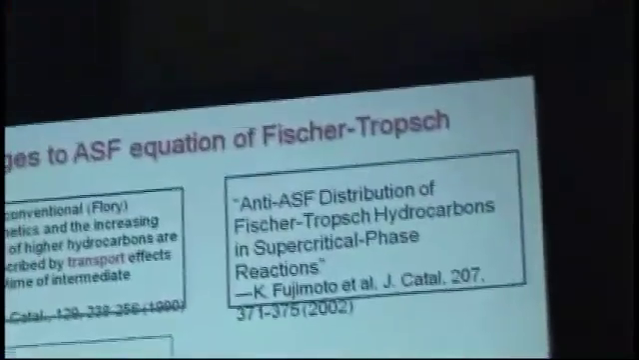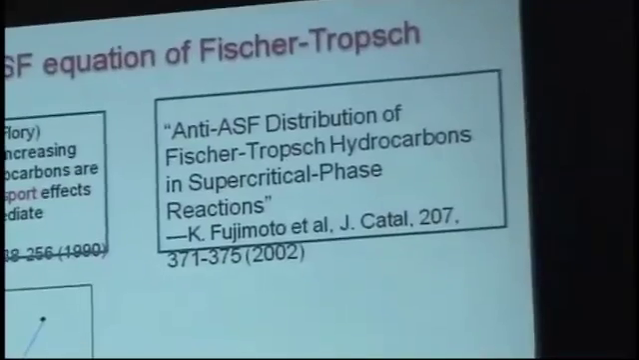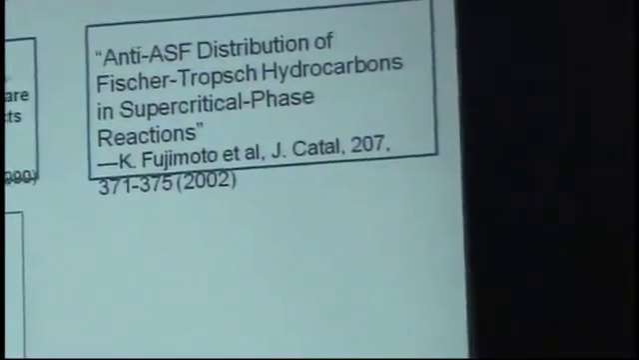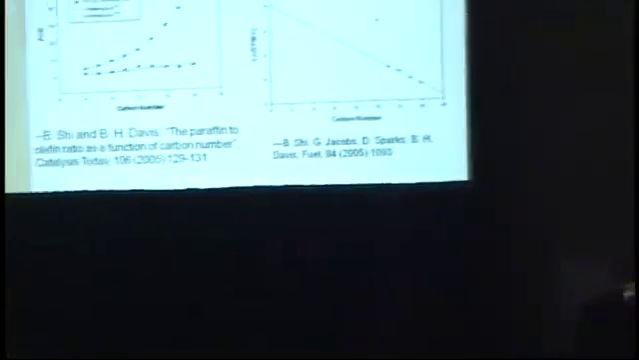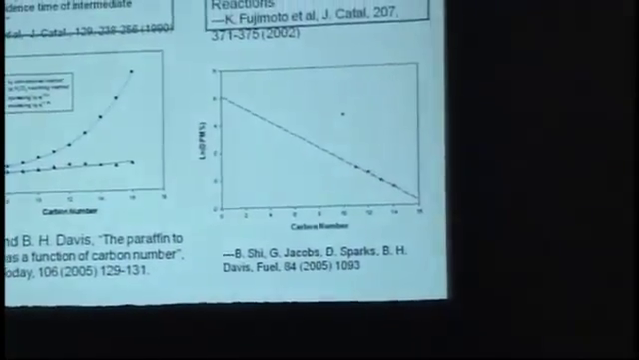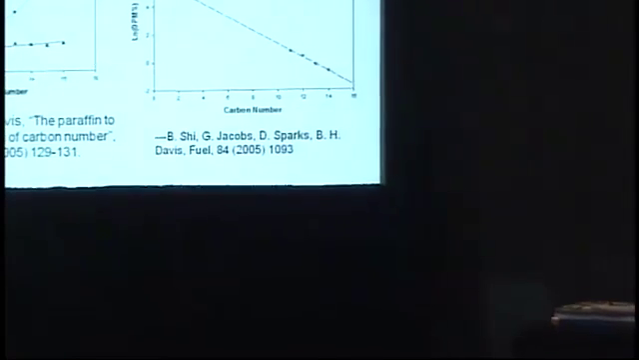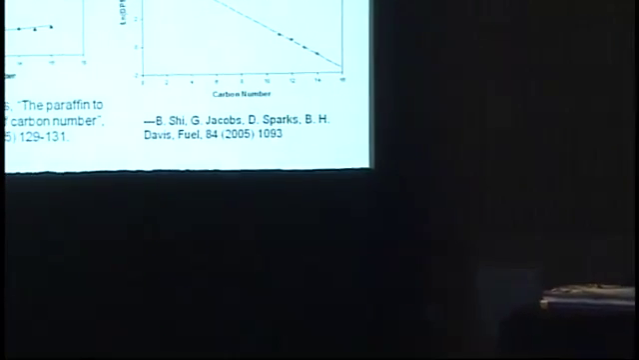Now, there is another challenge to the ASF equation, from Professor Fujimoto. He ran in supercritical conditions and found that there are large amounts of heavy product. He called this the anti-ASF distribution. We did a similar experiment, not the exact same, using a carbon-14 tracer study, and we found that yes, there's an incorporation, but the incorporation obeys the ASF equation. So there's no anti-ASF distribution.